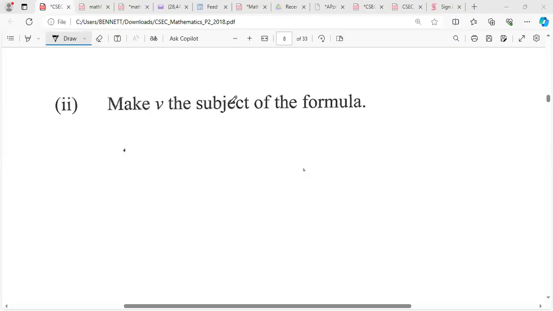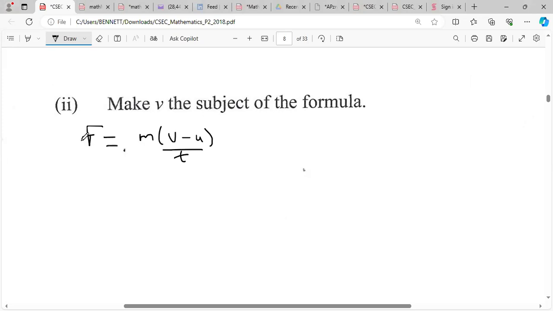Alright, so they say make V the subject of the formula. Now the formula was F equals, see if we can remember what I made, M bracket V minus U, over T.